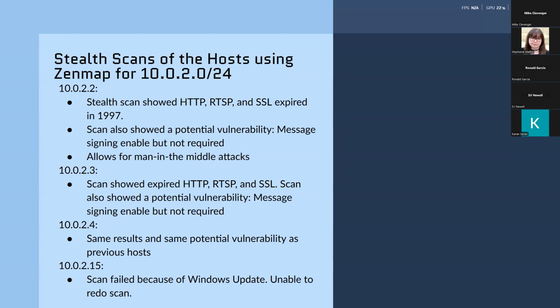Starting with 10.0.2.2, the stealth scan showed that HTTP, RTSP, and SSL had expired all the way back in 1997. The scan also showed a potential vulnerability on this host: message signing enabled but not required. After doing a little more research, this turns out to be a man-in-the-middle attack, and this has a medium threat level. Moving on to the 10.0.2.3 host, the scan also showed expired HTTP, RTSP, and SSL.